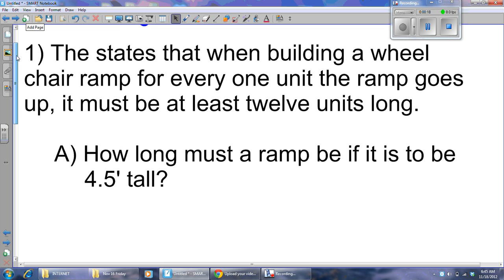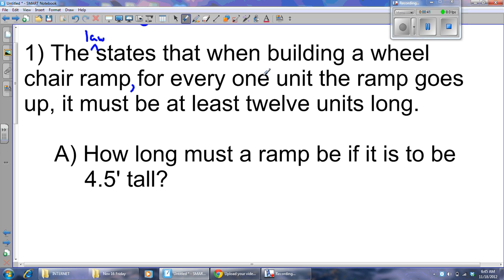The first one is, oh, that's supposed to say the law, excuse me. Okay, the law states that when building a wheelchair ramp, for every 1 unit the ramp goes up, it must be at least 12 units long. How long must a ramp be if it is to be 4.5 feet tall?